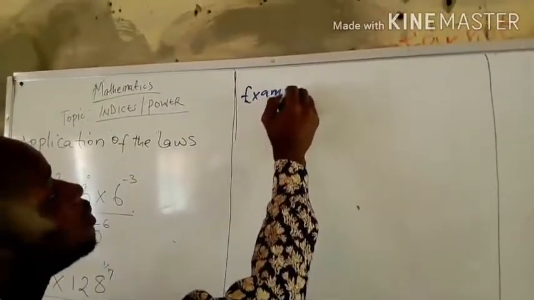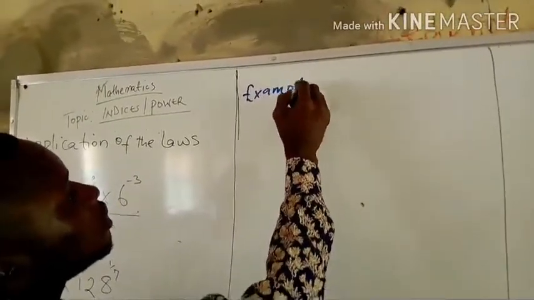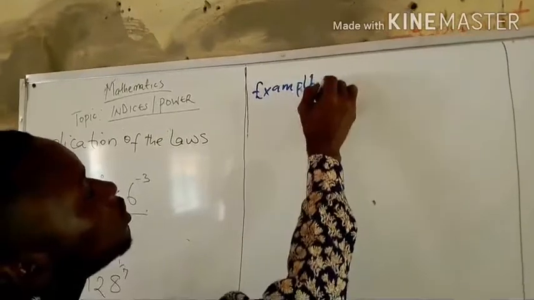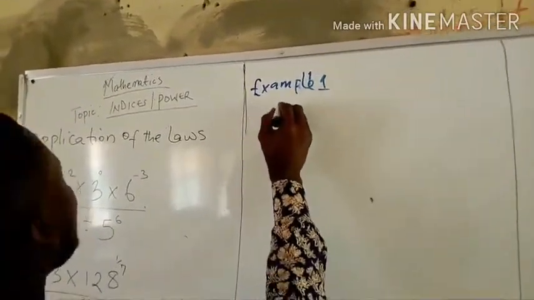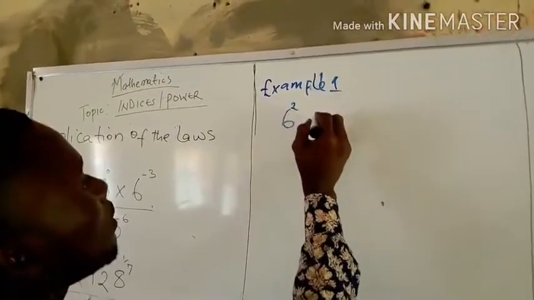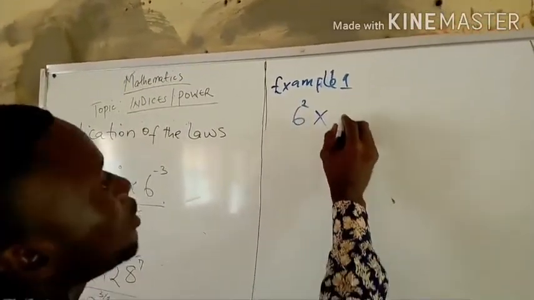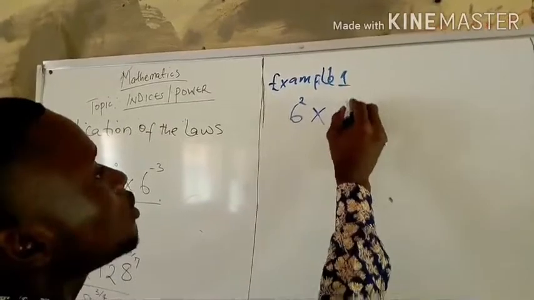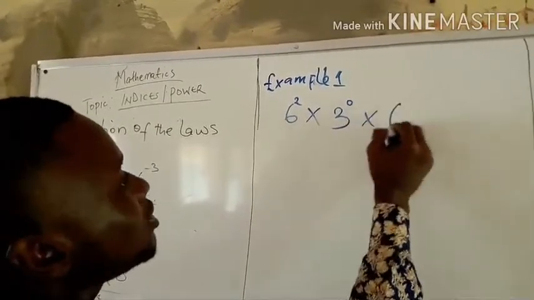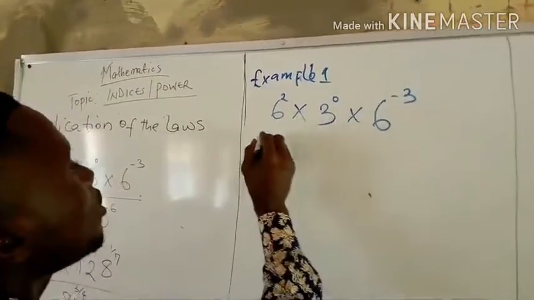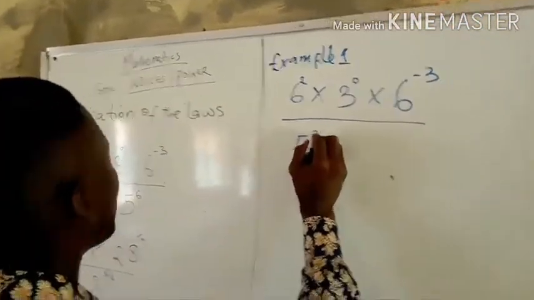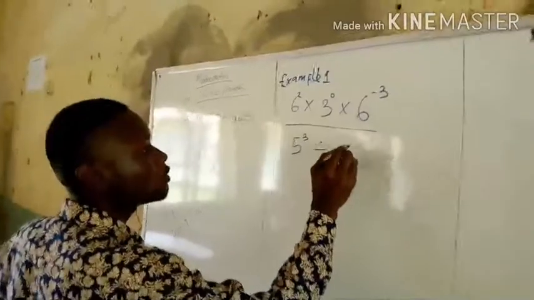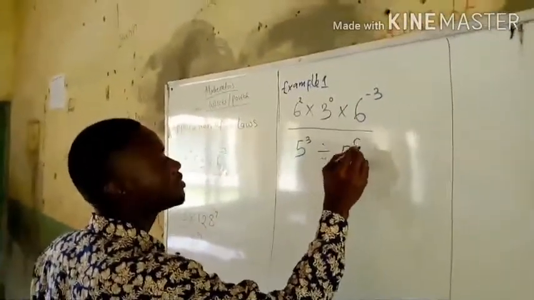Example 1. The question says 6 raised to power 2 multiplied by 3 raised to power 0 multiplied by 6 raised to power minus 3, all over 5 raised to power 3 divided by 5 raised to power 6.